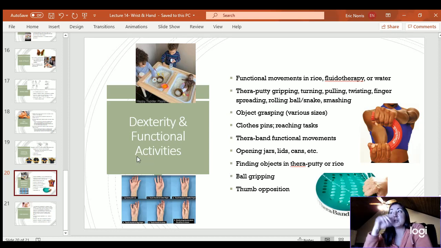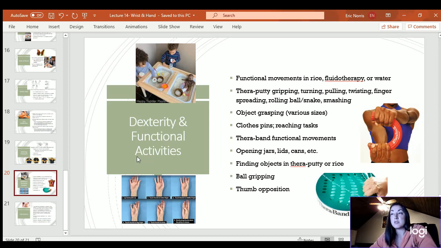So you could put the patient in fluidotherapy or in a bucket of rice or even in water and have them do whatever functional movements they usually do. Pinch this, move this way, extend your fingers, screw on a lid or remove something from something. You can put objects in that bin of water or rice, or even sand, and have them do those exact movements.